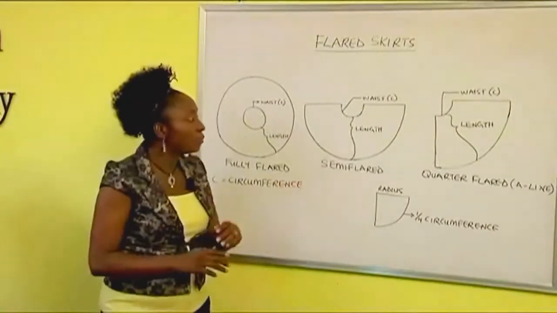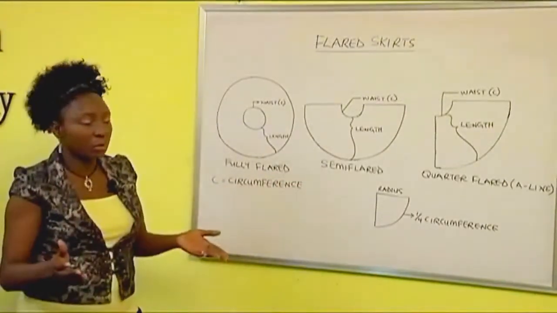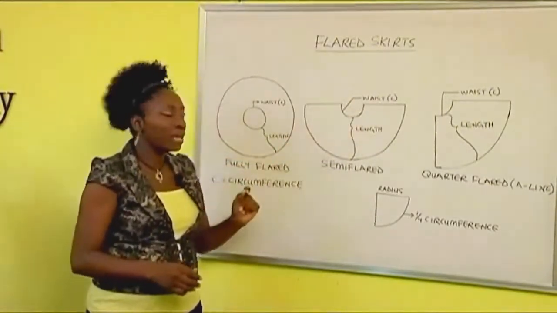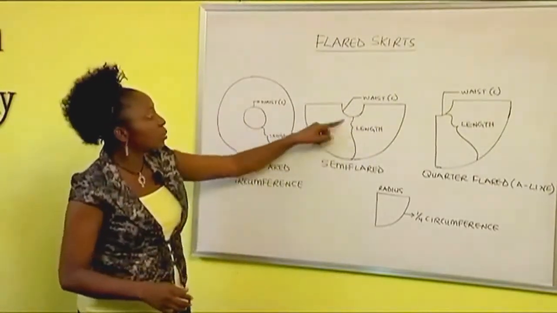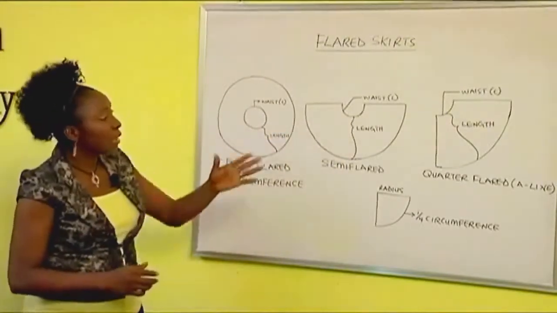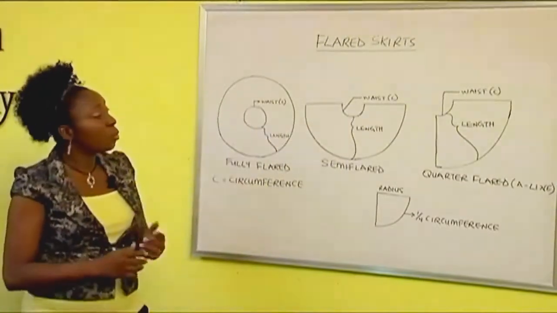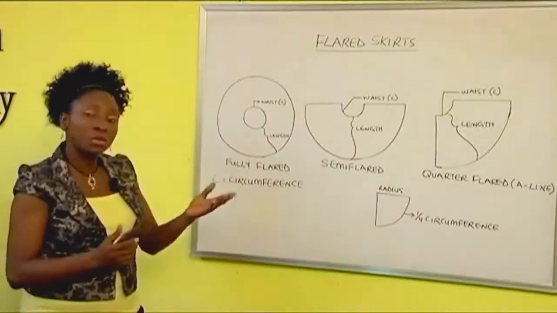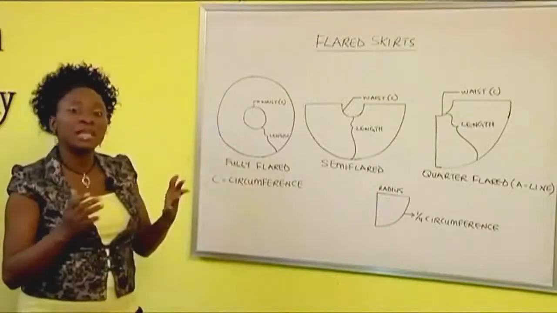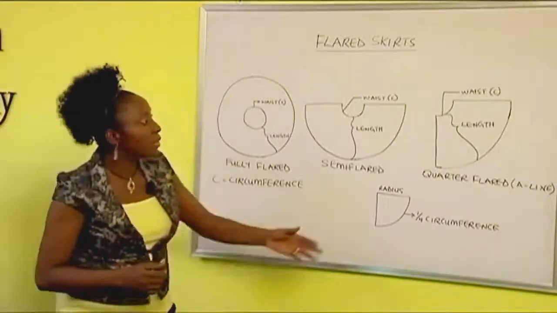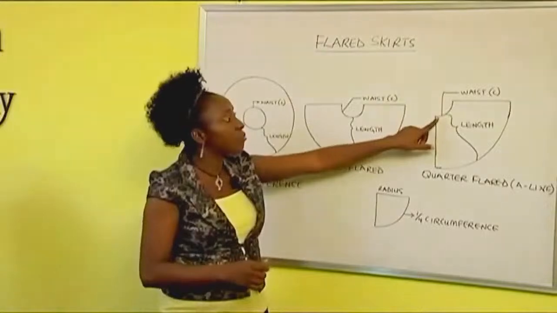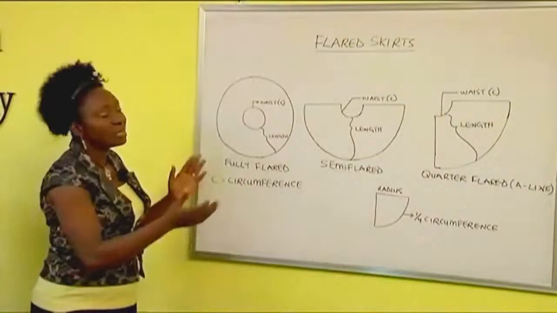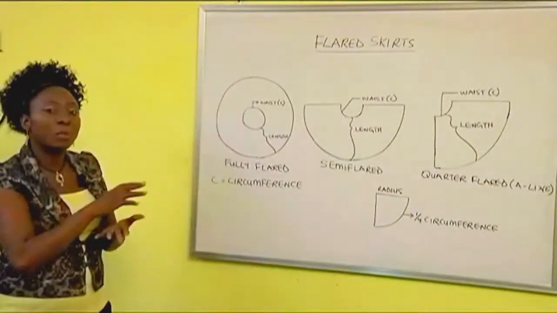Now if you look at the semi-flared skirt, you can see that it's a semicircle. Obviously it is. And we have the inner semicircle here representing the waist. And of course the distance between the 2 semicircles will give you the length. Now the third one we have there is a quarter circle. You can see that. And it's called the quarter flared skirt, also known as the A-line skirt. Now it's not as flared as the others, obviously. And you can see that this quarter circle in here represents the waist, and the length is in between the 2 quarter circles.